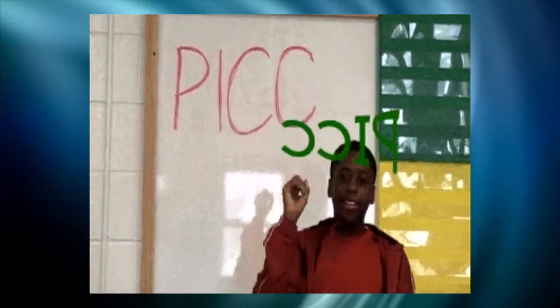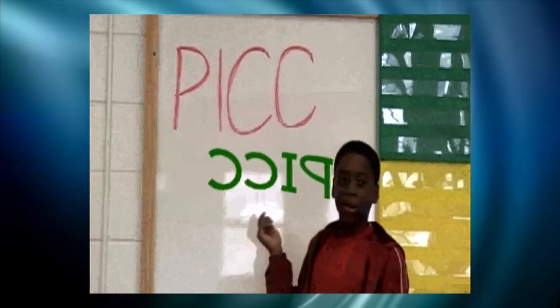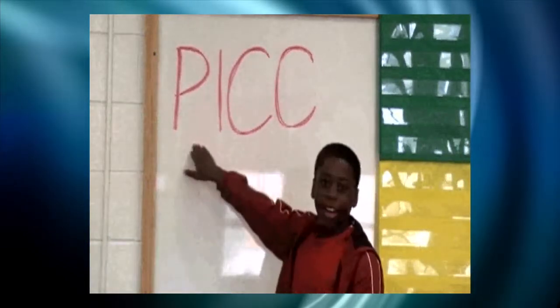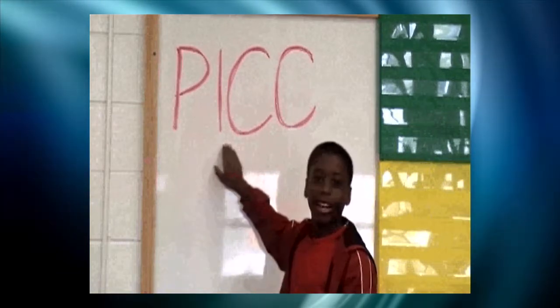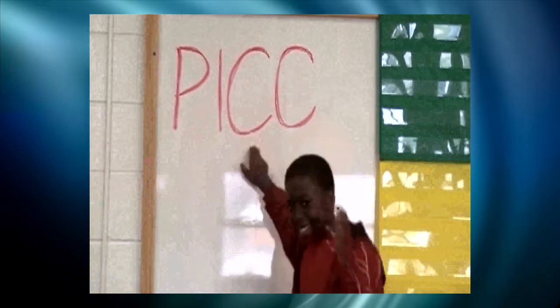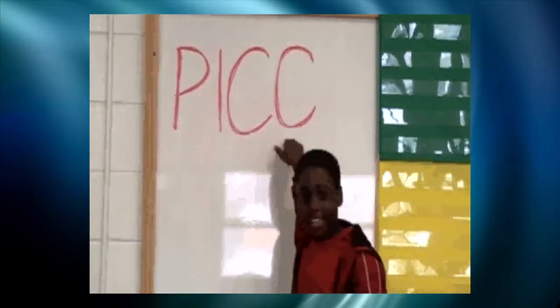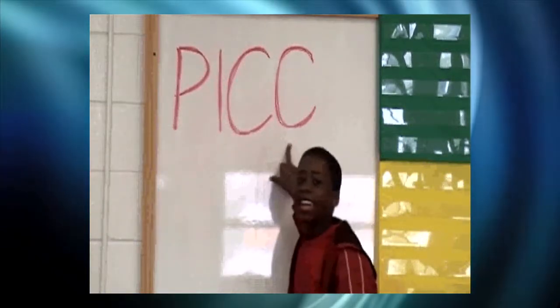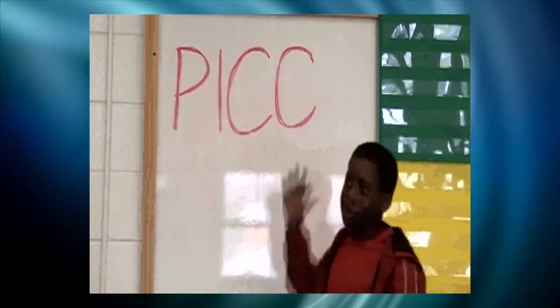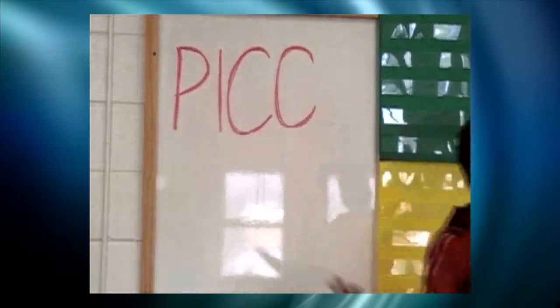Hey kids, today we're going to learn about the PIC model, and the PIC model helps us to solve problems. The P stands for problem, the I stands for identification, the C stands for choices, and the last C stands for consequence. And today we're going to have a problem with a boy that he has at school. A problem that the boy has at school.